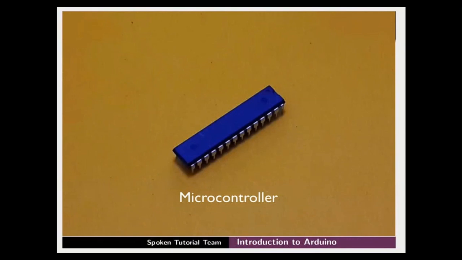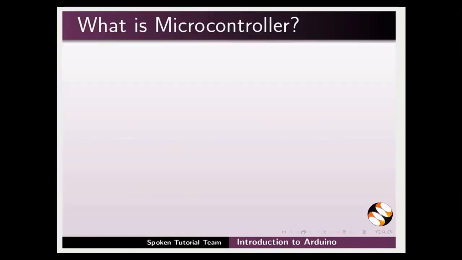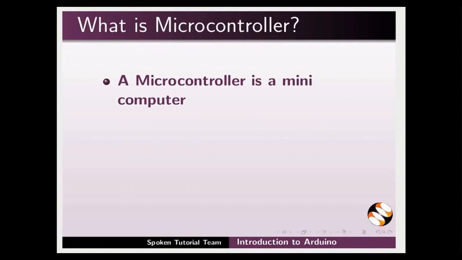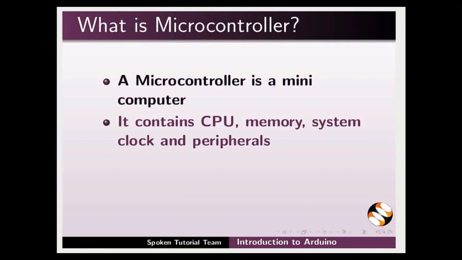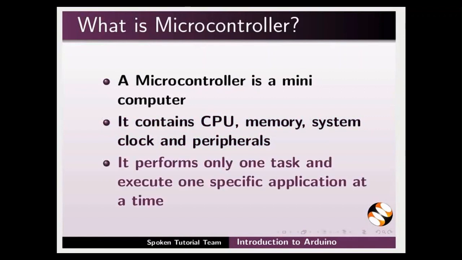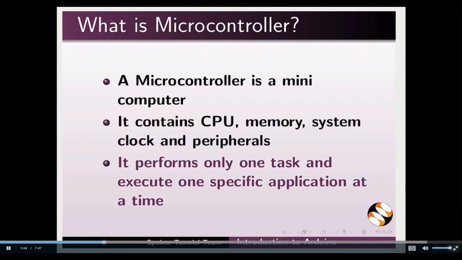This is the microcontroller. It can be found in many electronic devices, from portable music devices to washing machines and cars. So what is a microcontroller? A microcontroller is a mini computer. It contains CPU, that is the central processing unit, memory, system clock, and peripherals. A microcontroller is dedicated to perform only one task and execute one specific application at a time.